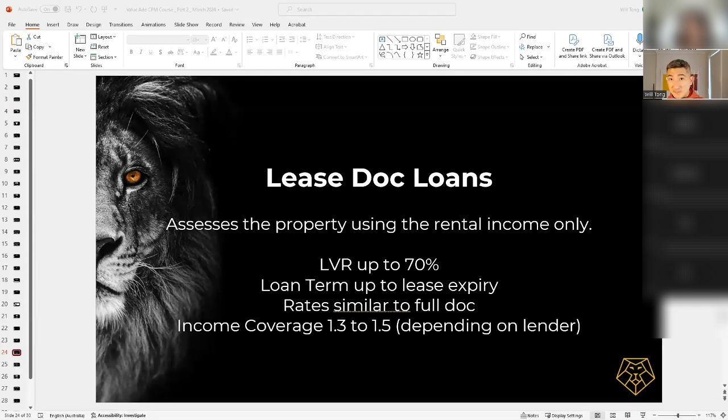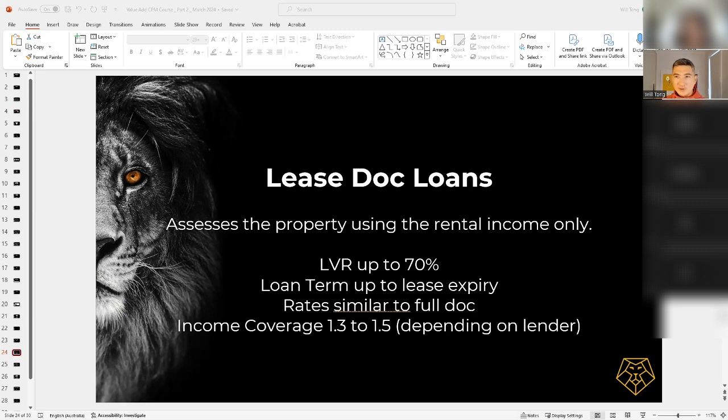The rates are actually pretty similar to a full doc, so it's actually pretty competitive. From what I've seen, it's probably no more than 0.5% difference in interest rates, which is pretty good. And typically lenders need an income coverage of 1.3 to 1.5, depending on the lender. So basically what that means is, for every dollar that you need to use for servicing, you need to have an income that's 1.3 to 1.4 above that. And I'll explain how that works in a second.